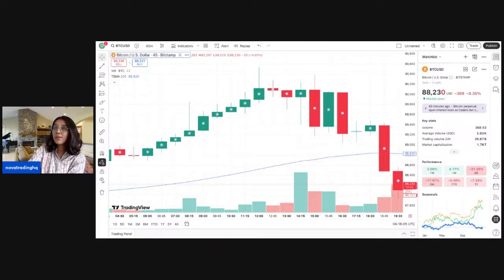But always remember, this is not financial advice. Whatever learning, whatever risk management we are trying to understand, make a note that it is not financial advice. We are just trying to analyze the candle.